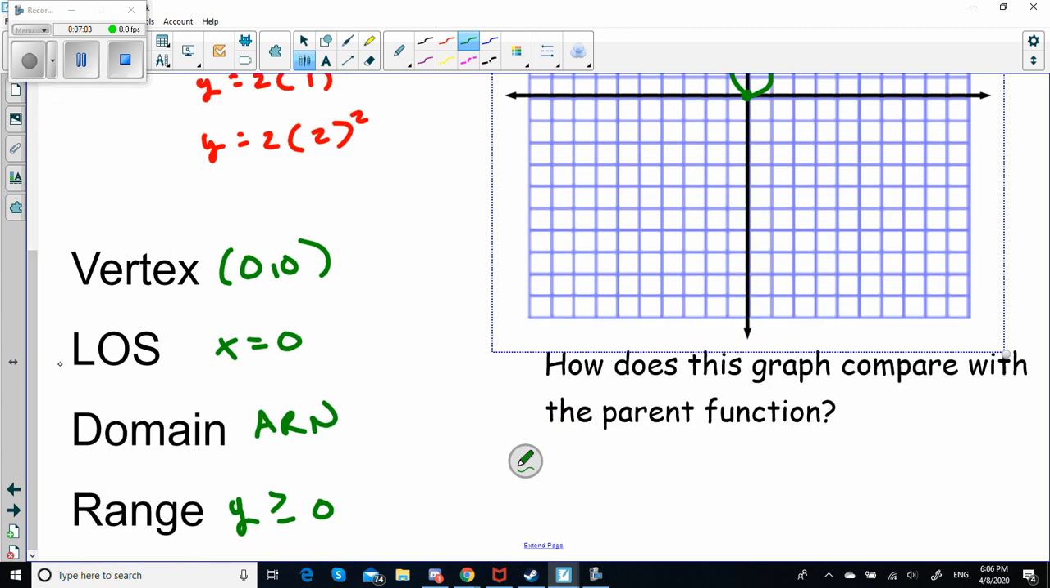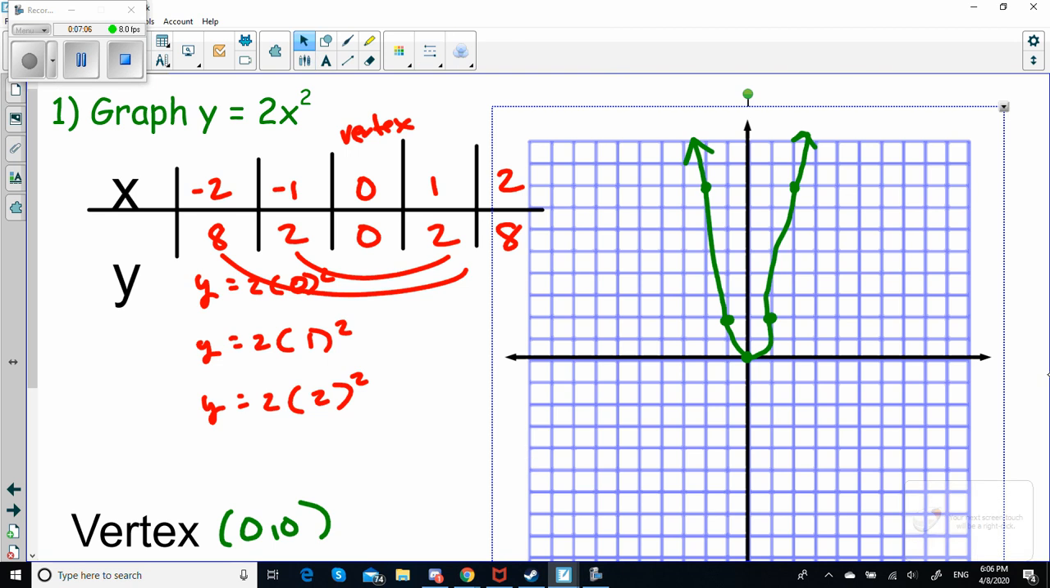How does it compare with the parent function? Well, there's a couple things here. If I draw in the parent function, the first point would be here and here, and 2, 1, 2, 3, 4. So you can see that it's kind of stretched up. This point is stretched up like someone's pulling it from the top. Okay, so if it's a stretch, it's more narrow. This green one, the one that we just graphed, is narrower than the parent function. Okay, and since it is narrower, it is a stretch.